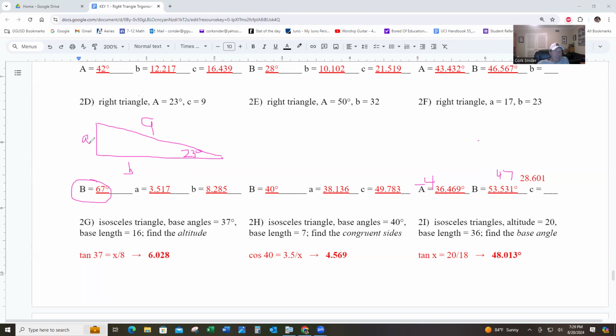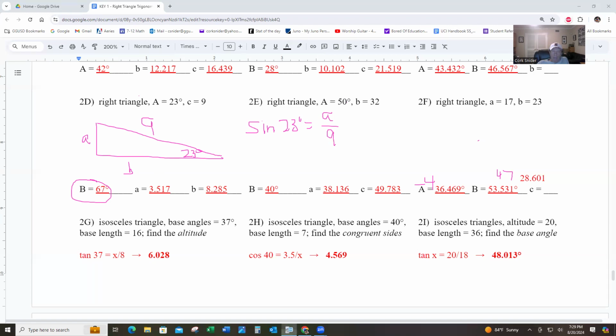Now let's get side A. Side A should be: the sine of 23 degrees should equal A, opposite over hypotenuse, which is 9. So all I'm really doing is going the sine of 23 degrees times 9.